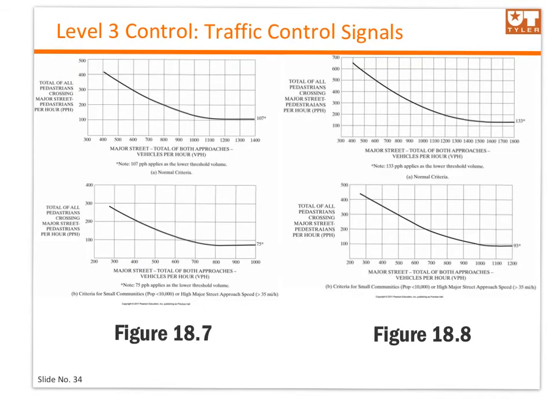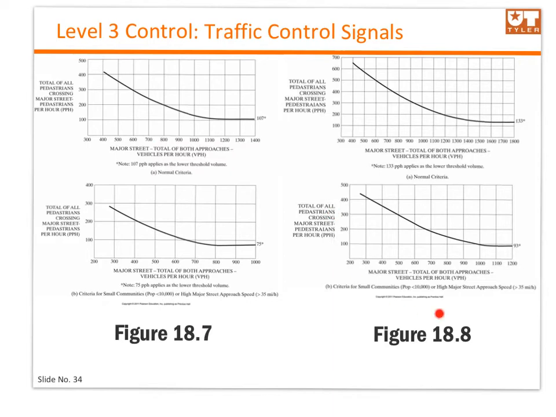So here are figures 18.7 and 18.8. The y-axis, as you can see, is the total number of pedestrians crossing the major street, and the x-axis is the major street total volumes in vehicles per hour. If we plot all the 12 points and at least 4 of them are above this line, then we're meeting the specs. Or if we plot all the 12 points on this figure here and just one of them is above the curve, that would be enough to meet the criteria.